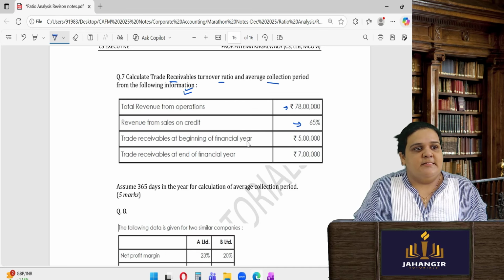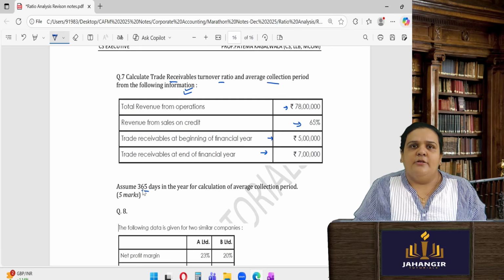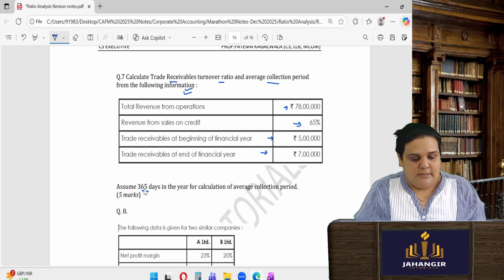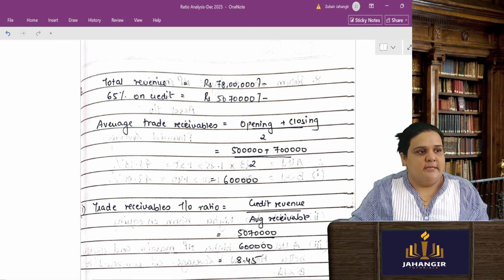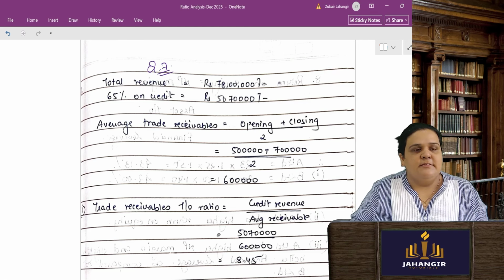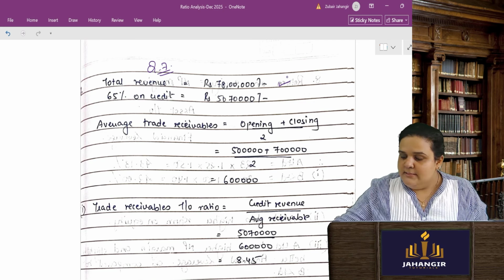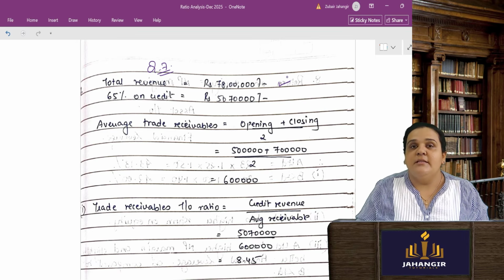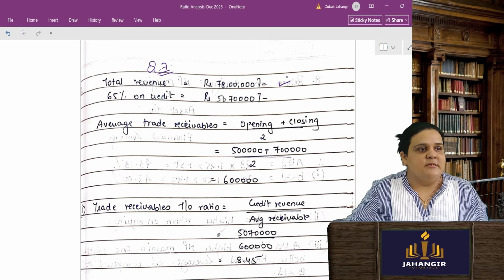Trade receivables at the beginning of the financial year and at the end of the financial year, and assume 365 days for calculation. Such a simple sum and it is going to cover 5 marks. Okay, so let us have a look at the solution. Simple. Total revenue given 78 lakhs. Simply do 78 lakhs into 65% because this is what they are saying is on credit. So this is like basically I am going to generate as debtors.